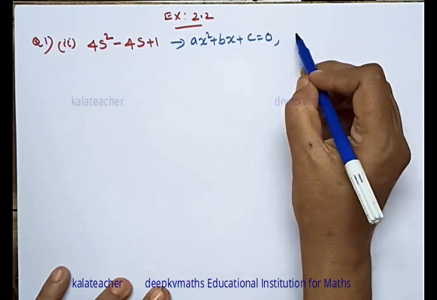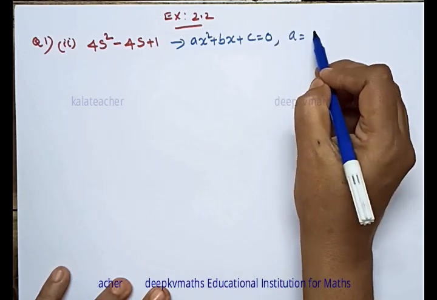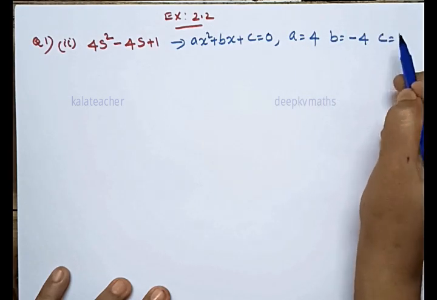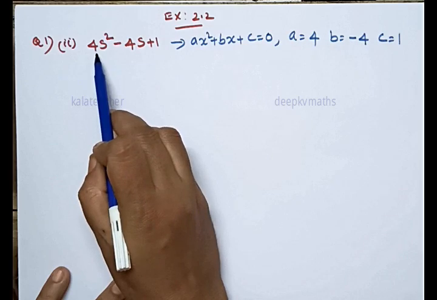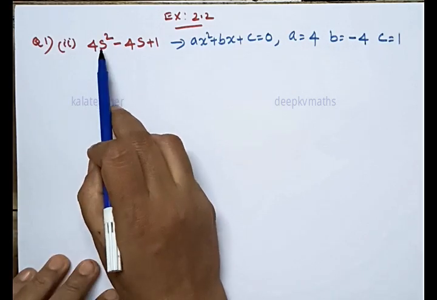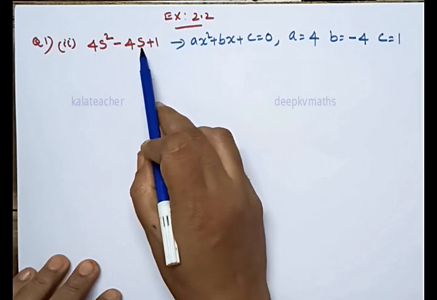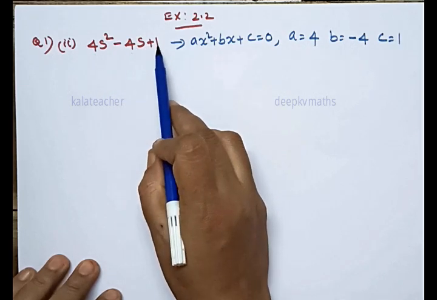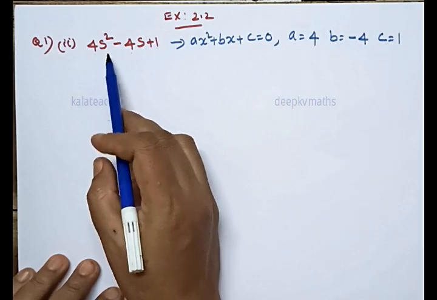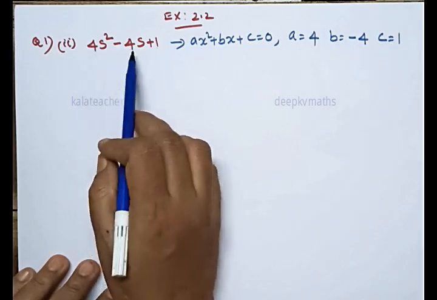Find the values: a value is 4, b value is minus 4, and c value is 1. A means the coefficient of x square, that is 4. The coefficient of x is minus 4, and the constant term is 1. We will find the factors by splitting the middle term.